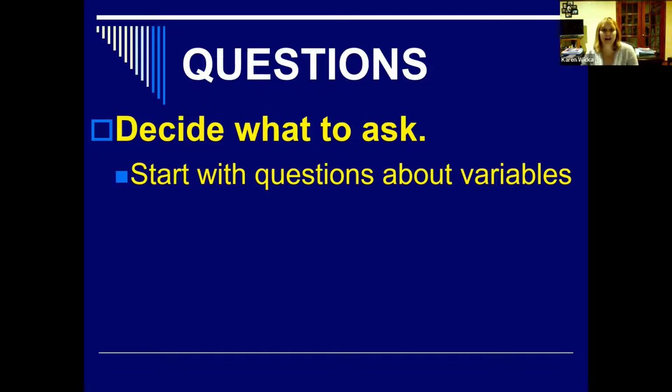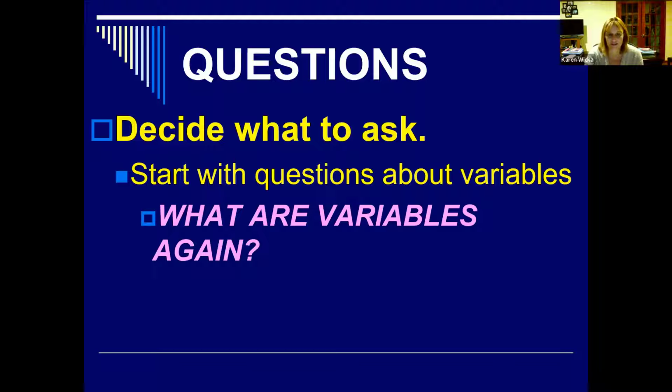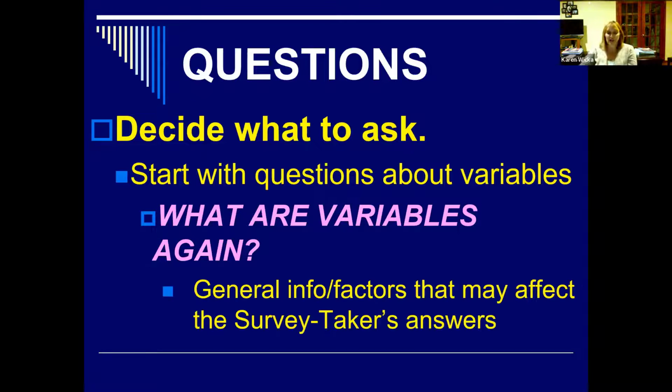The next thing is deciding what to ask. So the first thing you want to decide is variables. So one of the things we're going to analyze is how different groups answered your question differently. So you need to know some basic demographics about the people you're surveying, because you're not getting names or identifying information like social security numbers. So you need to be able to segregate them out in other ways using other variables. So what are variables? General information or factors about the actual test taker or the survey taker, okay?